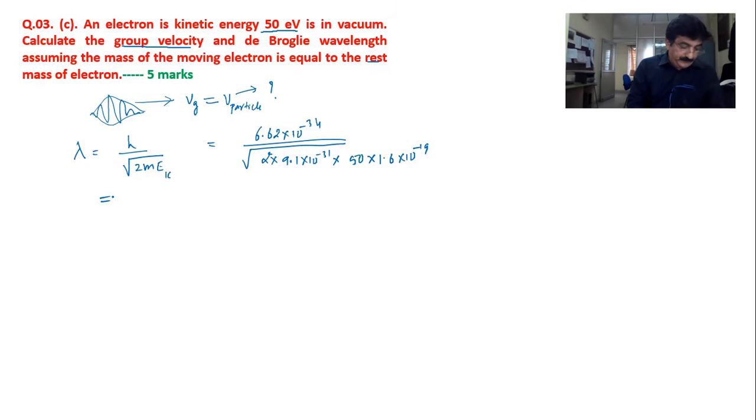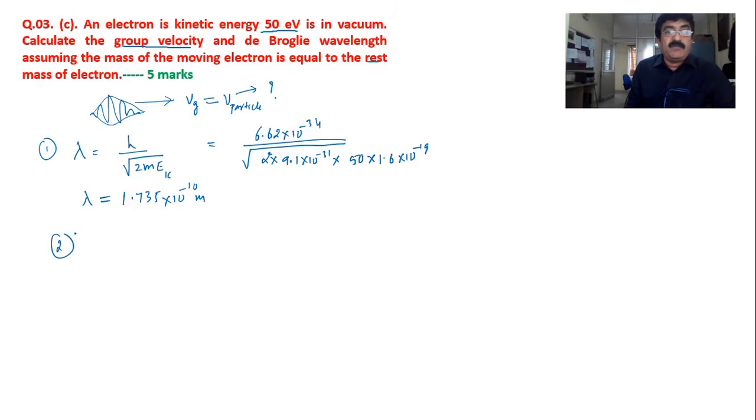2 into 9.1 to the power of minus 31 into 50 into 10 to the power of minus 19 into 1.6. For that take the square root and then the reciprocal of this, multiplied by Planck's constant 6.62 into 10 to the power of minus 34. This gives you 1.735. Answer, lambda is 1.735 into 10 to the power of minus 10 meter. This is lambda. This is the first one.